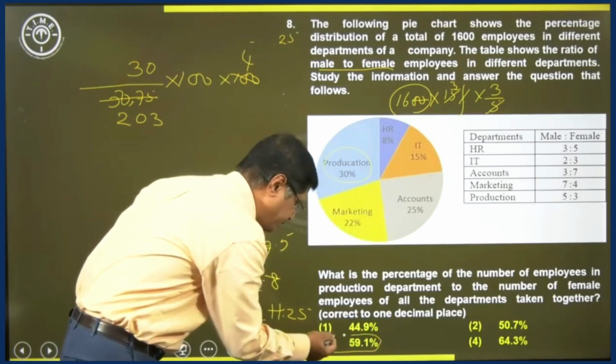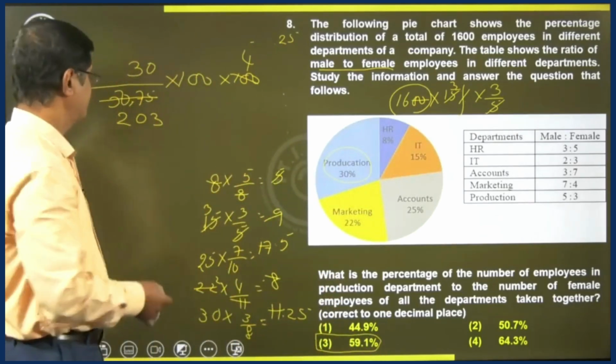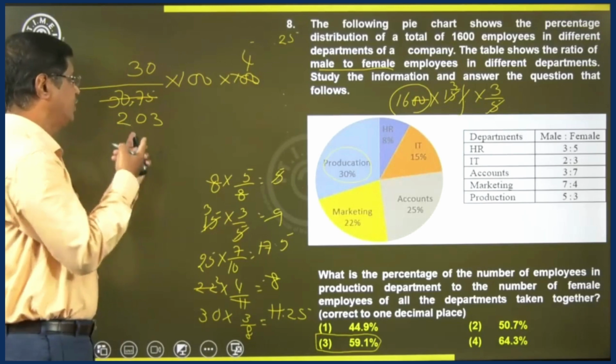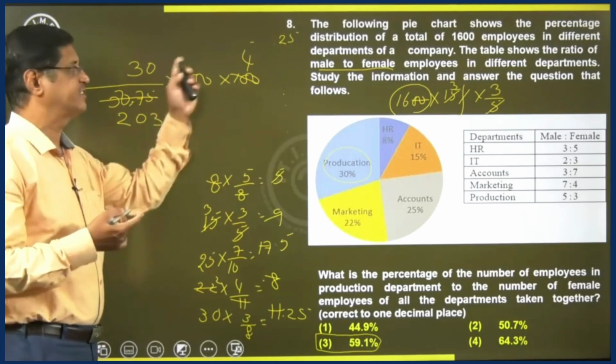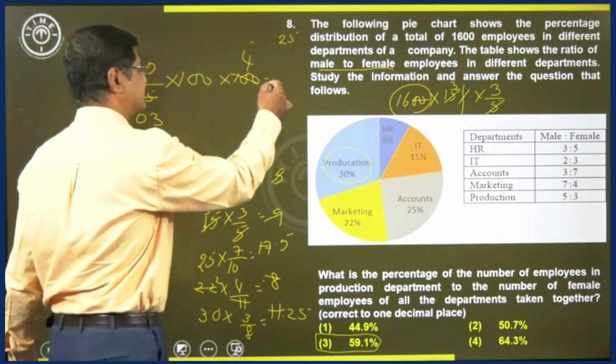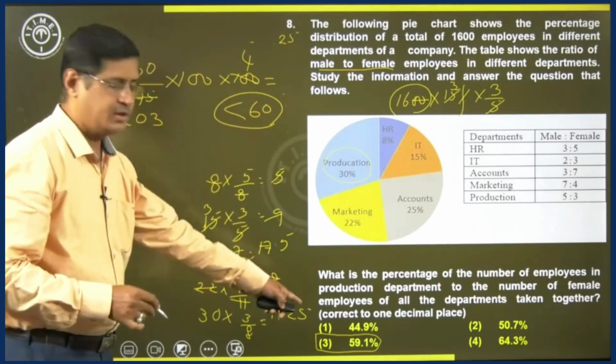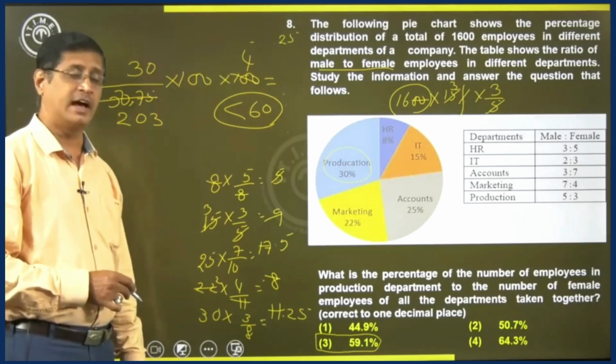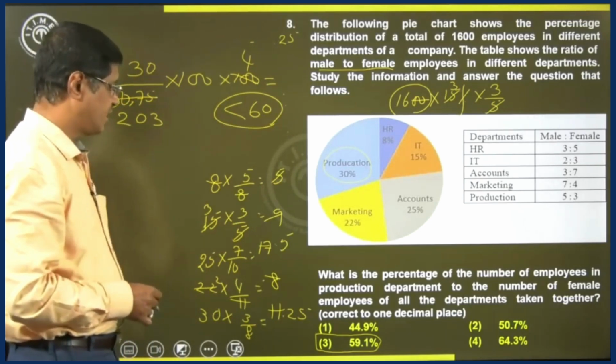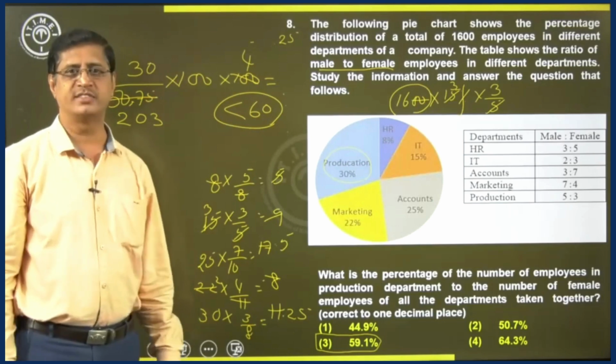So what is the option? Option number 3. Here, the value is more than 200. So answer is less than 60. So the only option which is close to 60 and nearer but less than 60, that is 59.1. So right choice is option number 3. Third choice is the correct answer.